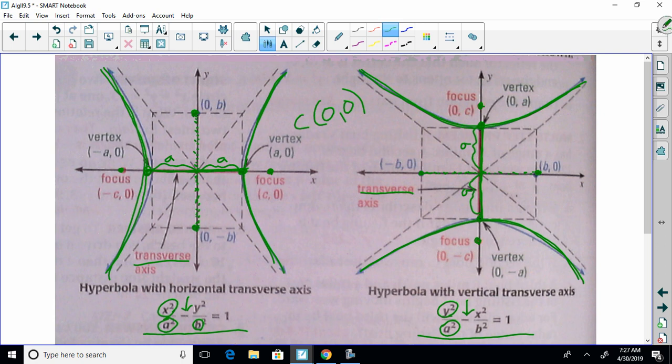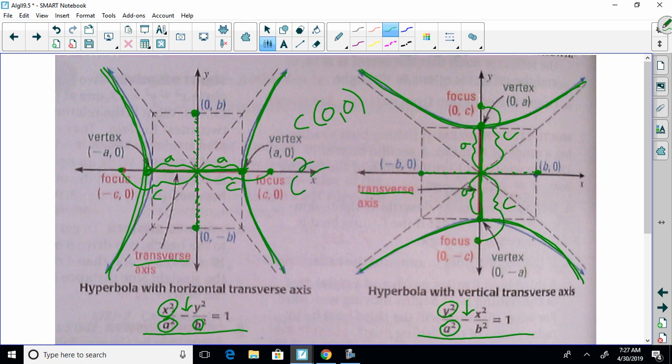Just like with the ellipses, letter C is the distance from the center to a focus. So from center to a focus is letter C. Center to a focus, C units, and center to a focus, C units.